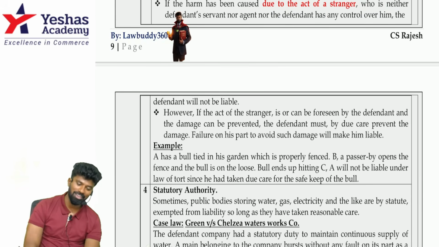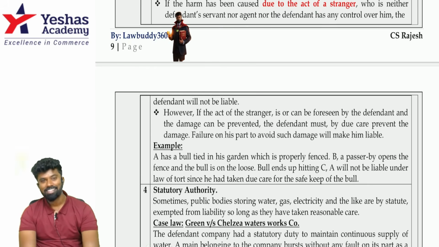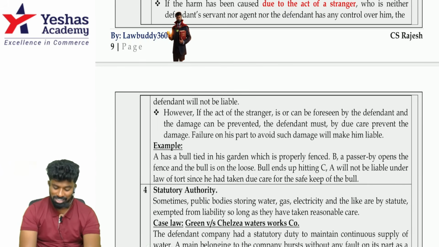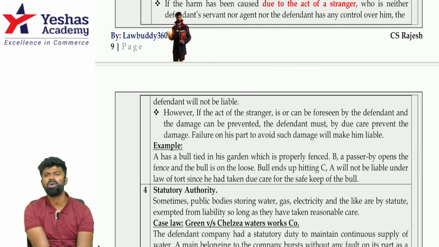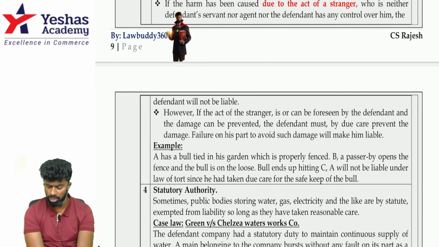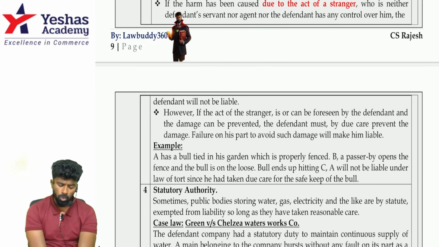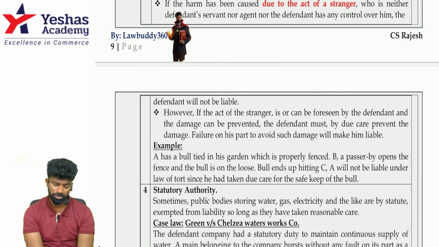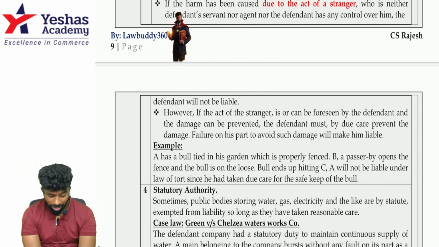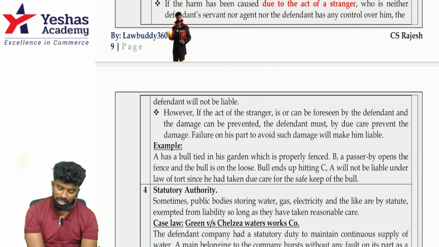पढ़ाई करो. ये as a bull. Who as a bull? ये as a bull. Tied in garden which is properly fenced. मतलब वो reasonable care लिया है. Yes, you have taken the reasonable care. Be a passerby, opens the fence. Nonsense fellow. And the bull is on the loose. Oh. Bull ends up eating whom?